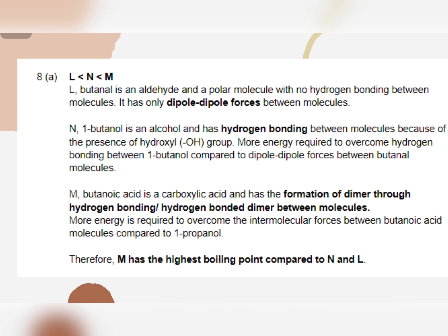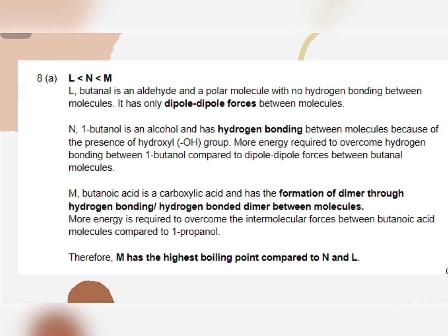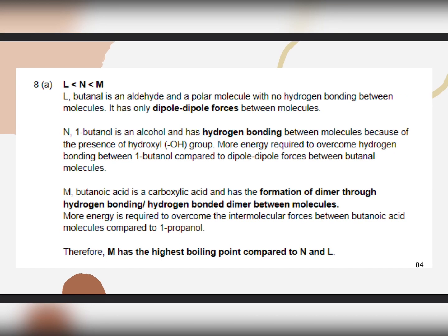Alright, so untuk structure N, it is 1 butanol. It is an alcohol, that is why dia boleh buat hydrogen bond between the molecule because of the presence of OH group. So, more energy needed to overcome the hydrogen bonding between 1 butanol compounds, okay, compared to butanal just now.